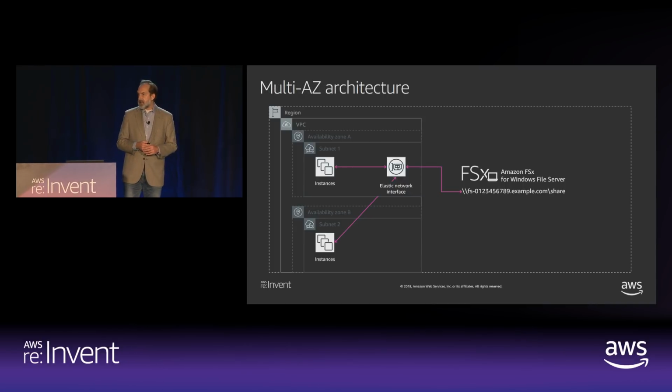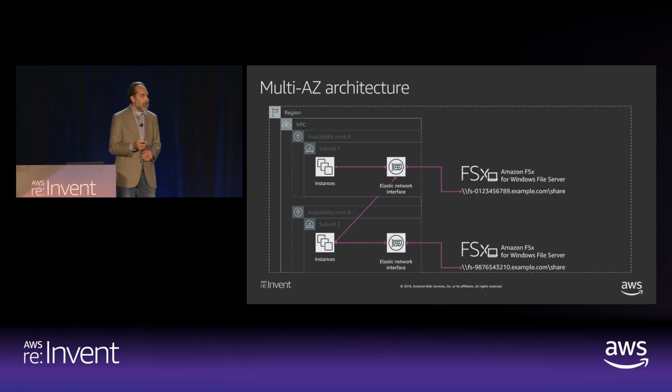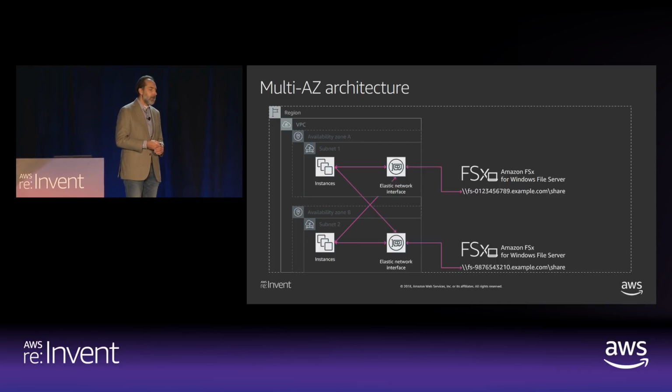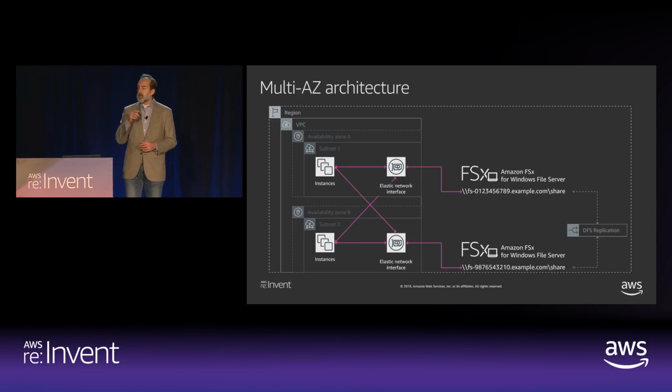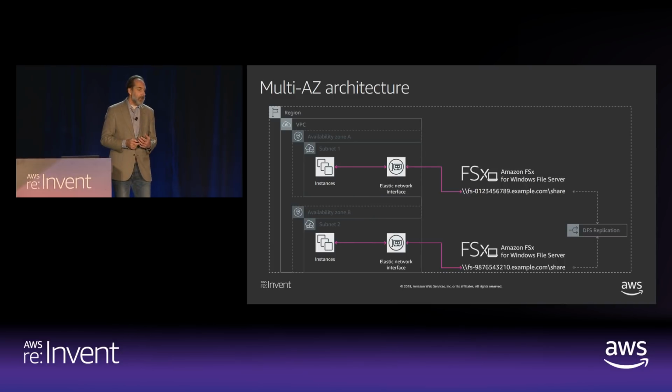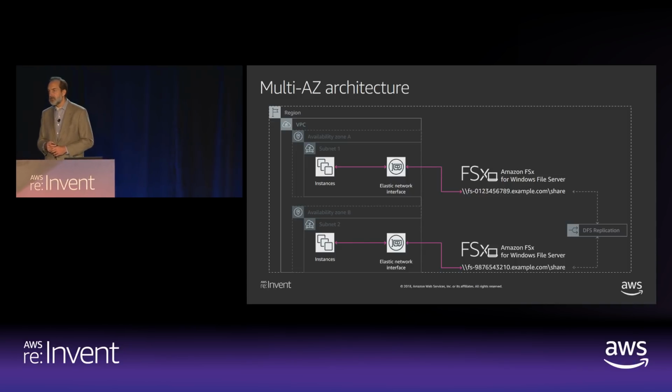Say that you want a multi-AZ architecture. You want to have file systems in 2 AZs. Definitely you can do that. Spin up another file system in a different AZ. That's going to be also in a different subnet. You can set up DFS replication. So DFS replication will replicate asynchronously the data between the 2 file systems. Then you can configure your clients so that they're going to be accessing the file data in the same AZ as the file system. So you don't have inter-AZ data transfer costs.